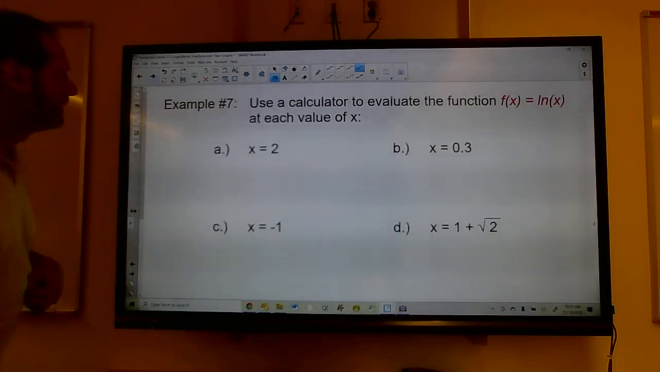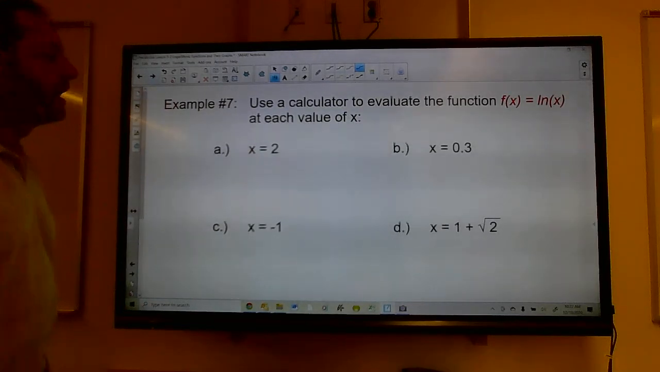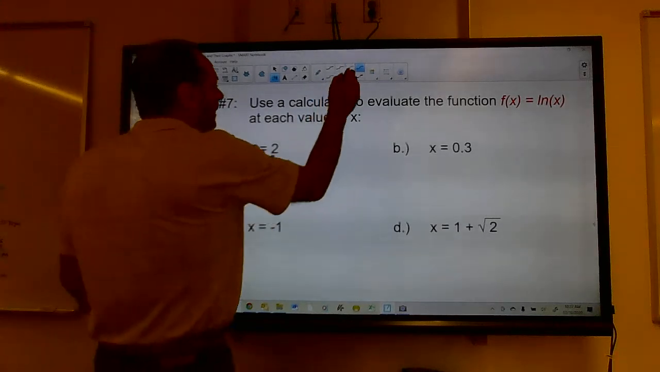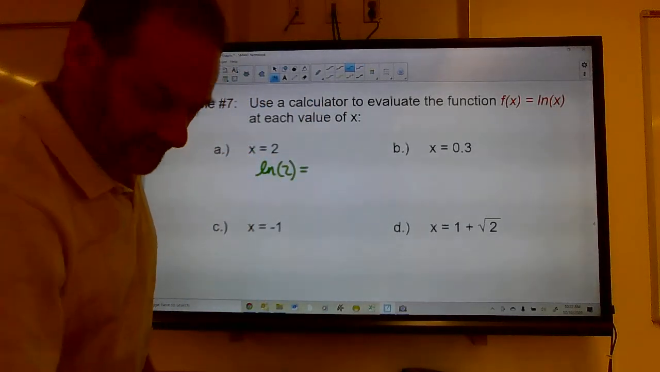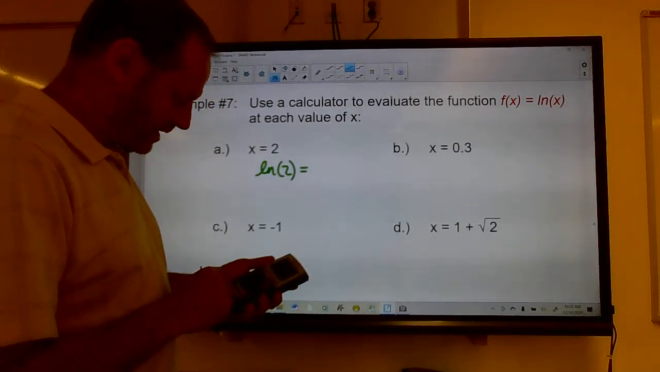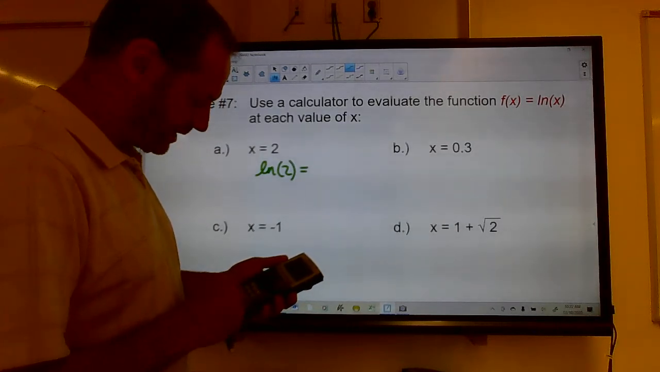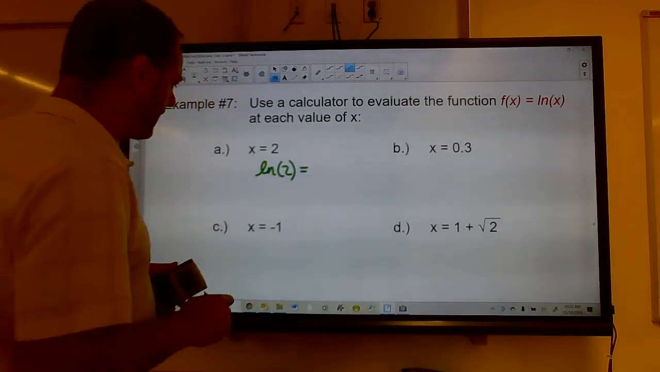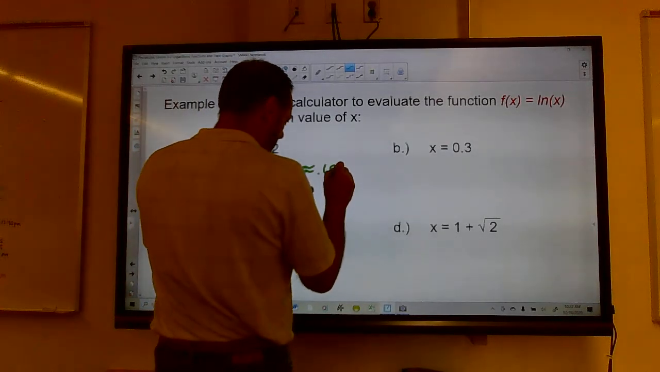Okay. So, use a calculator to evaluate this function. So, I tell you what, I'll do this first one. Find the natural log of 2. All right, so you get out your calculator here, and you just push your ln key, and then you push 2, and you hit enter, and it comes out to be about 0.6931.